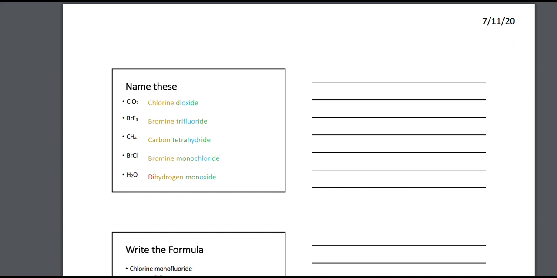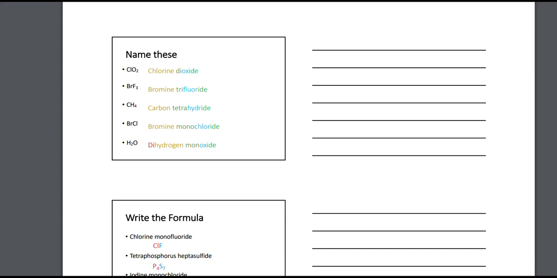So let's try to name this one. So this one is chlorine dioxide, right? This is something that we just named in the first slide for naming covalent compounds. Let's do the second one. So the second one, I have bromine, right? That's the element from the periodic table. Do I have any numbers next to the first element? No. So then the prefix for this subscript is mono.